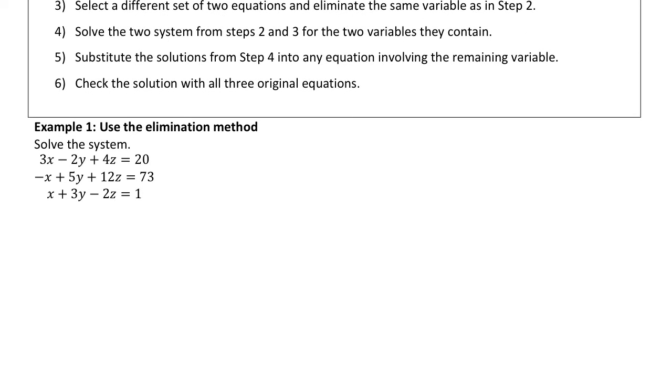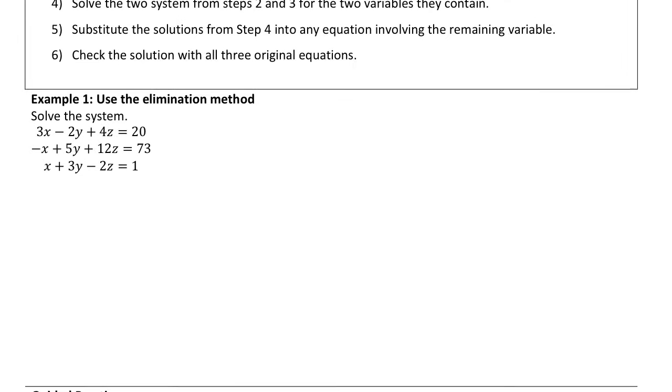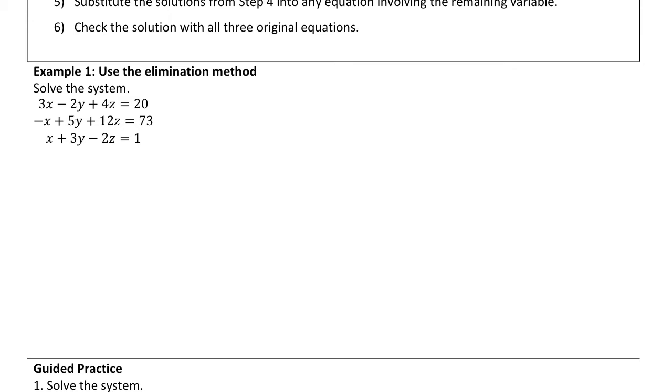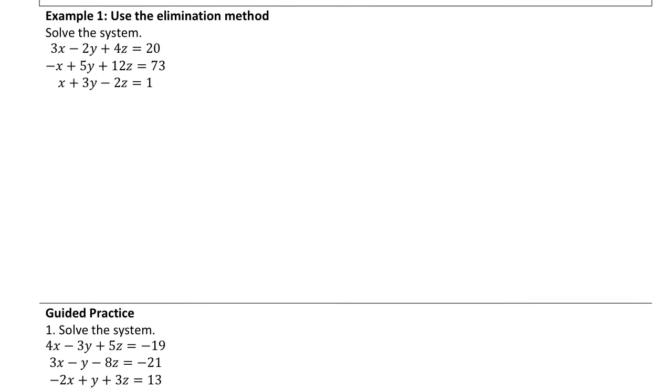Select a different set of two equations and eliminate the same variable. So if you chose to eliminate x with two equations, choose two different equations and eliminate x from those. Then you have a two-variable system, and then you can solve that system using elimination. So I'm going to jump right into that because the last three steps there are mostly repeating.